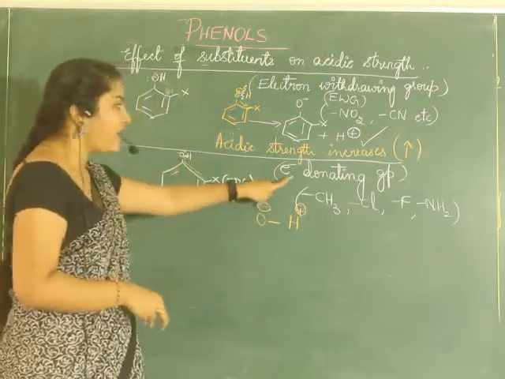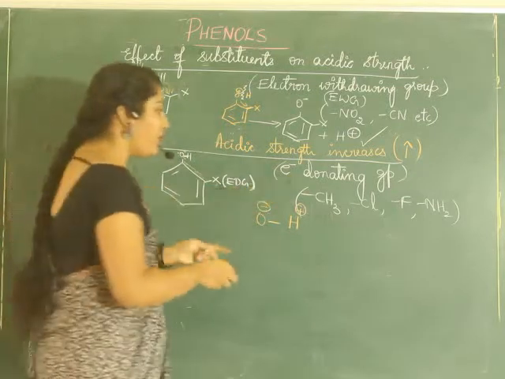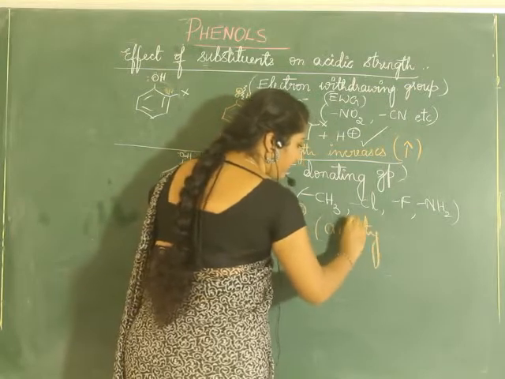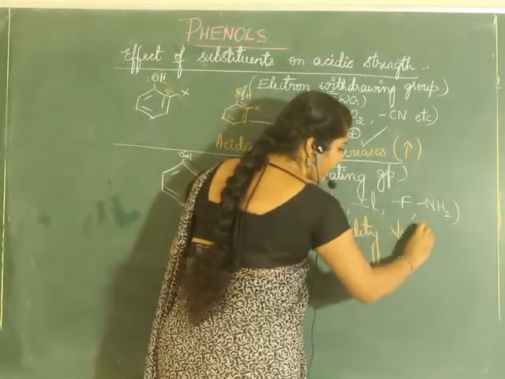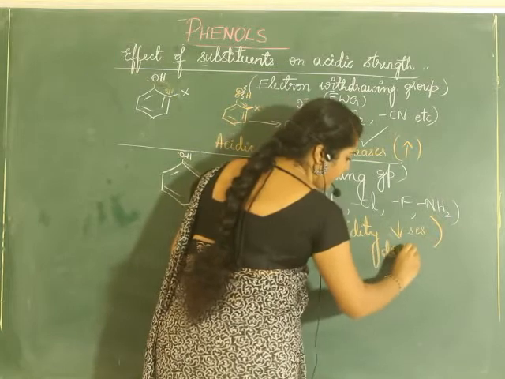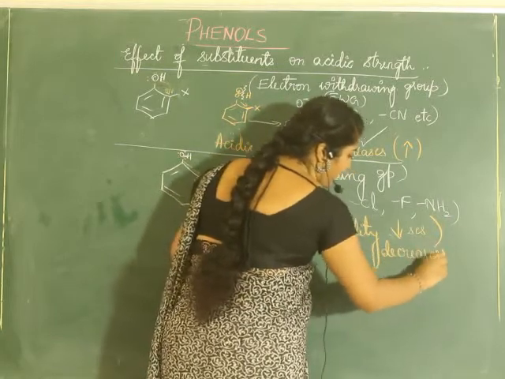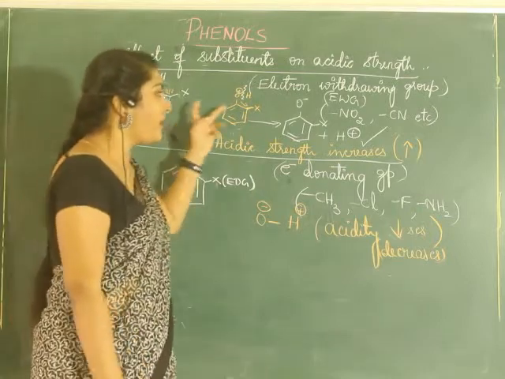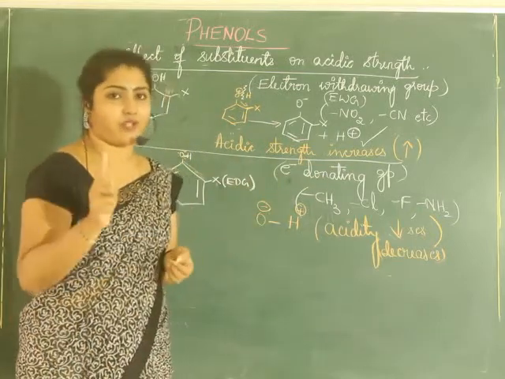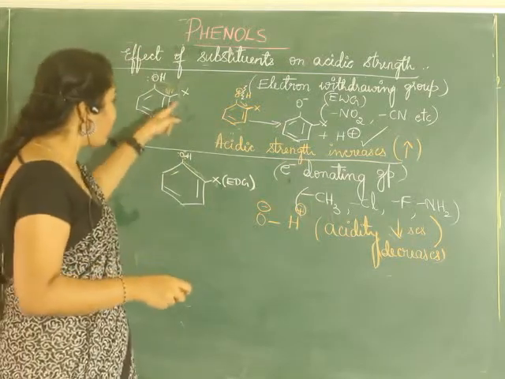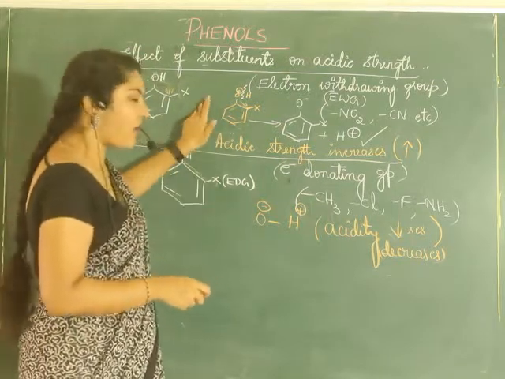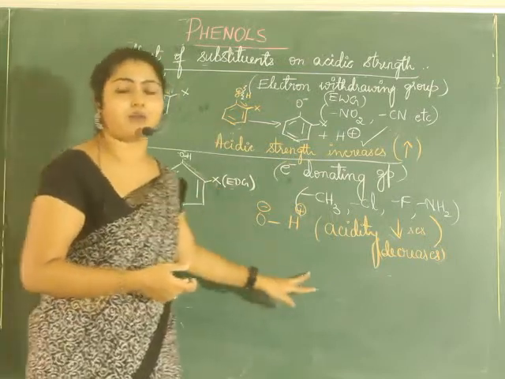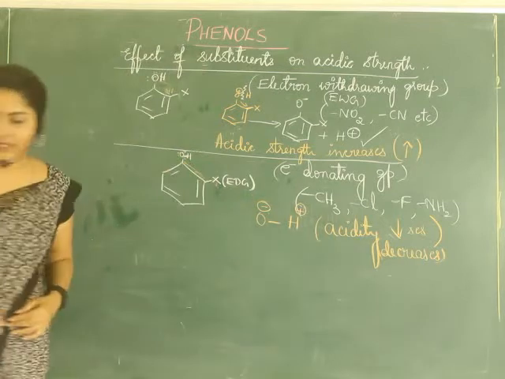That is why in the presence of an electron donating group, the acidic strength decreases. Make a note of it. It is the effect of substituents, the group present apart from the OH group. Along with the OH group, when other groups are present, if it is electron withdrawing, acidic strength increases. If it is an electron donating group, acidic strength decreases.